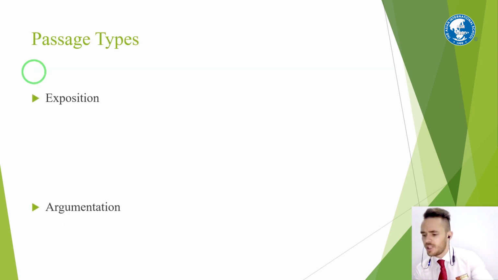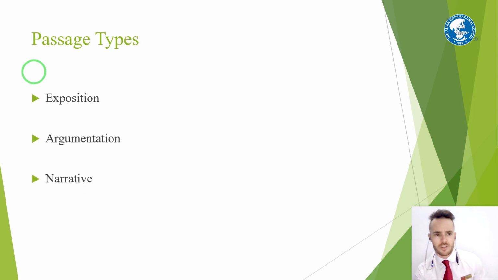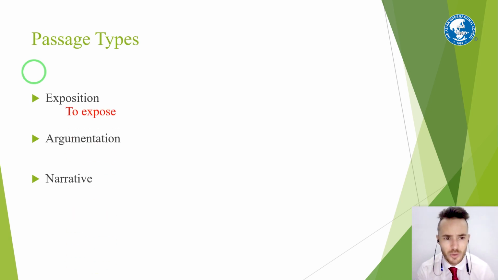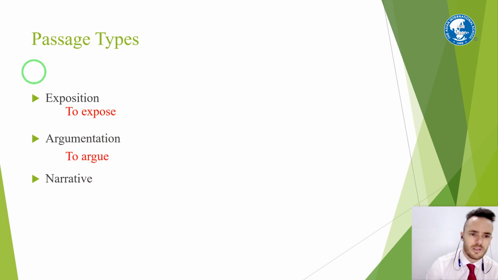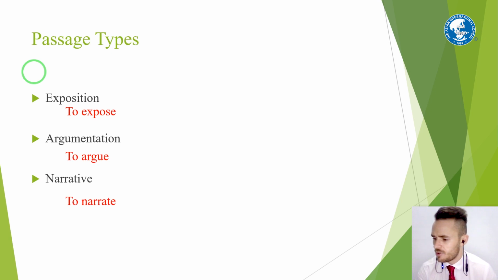So there's 3 main passage types. This follows on from the writer's intent slightly. Exposition, argumentation, and a narrative. Now these all come from verbs. We had the verb to expose or to show, verb to argue, or the verb to narrate.